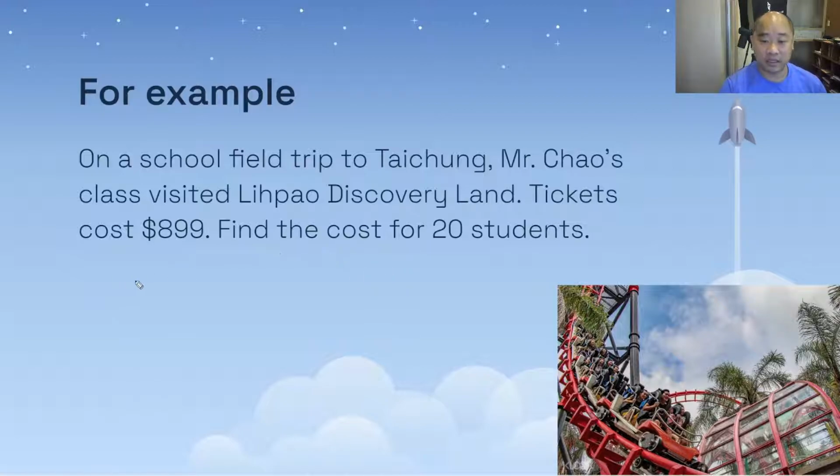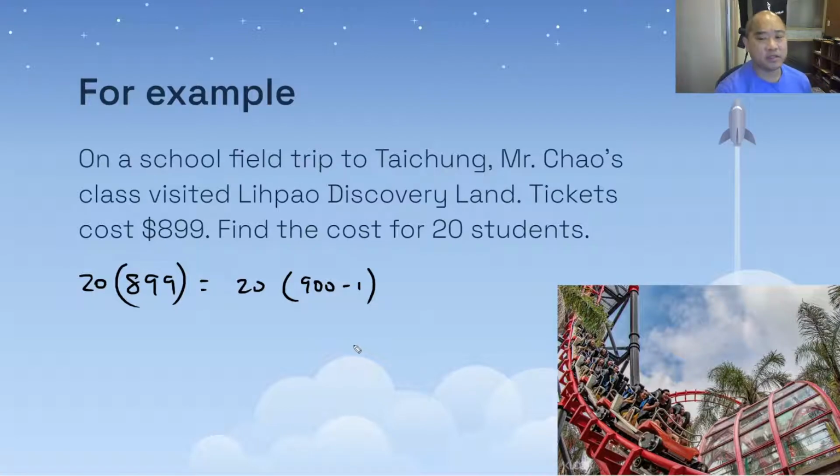Well, $899 is kind of a difficult number to multiply by. So instead of doing that, I can multiply 20 by 900 and 20 by 1. And that would be much easier, right?